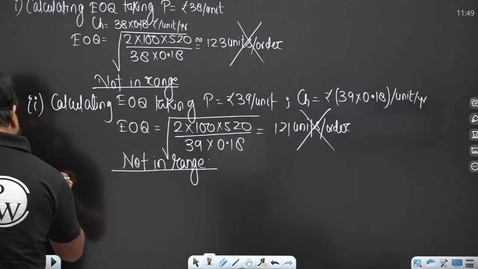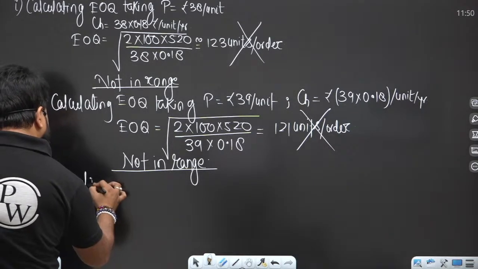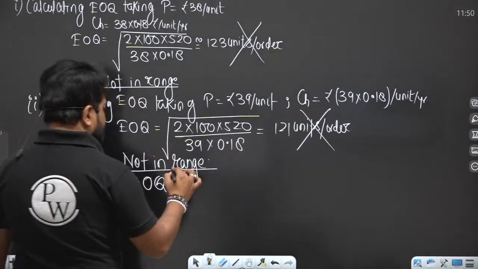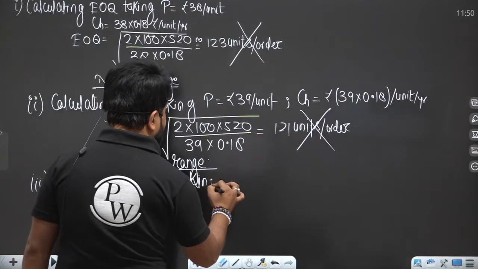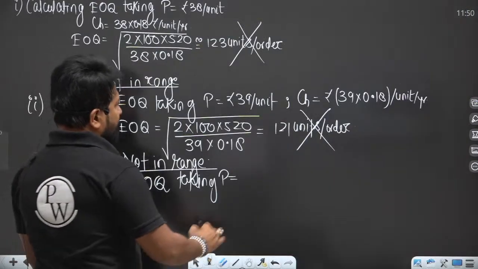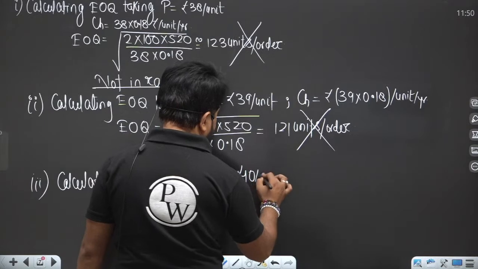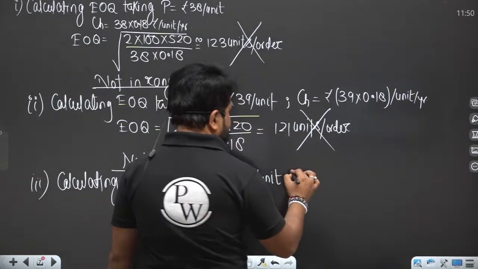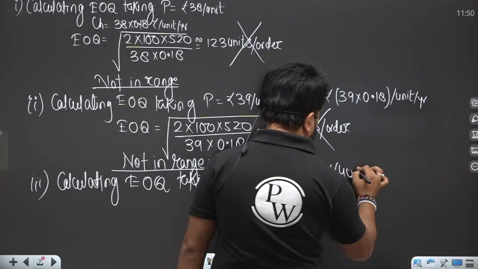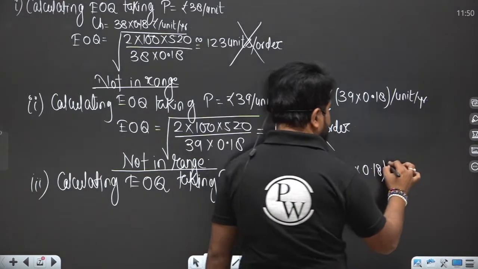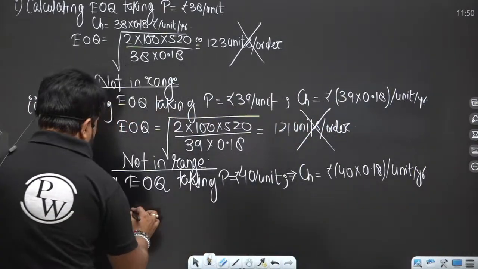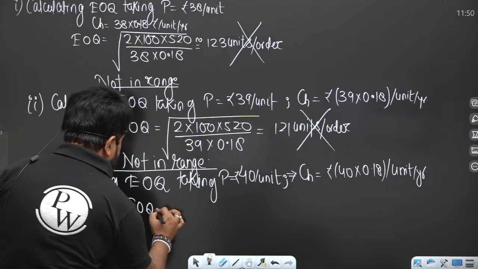Now the third one, calculating the economic order quantity taking a purchasing price of 40. Rupees 40 per unit. So according to this, your holding cost will be rupees 40 into 0.18 per unit per year. So what will be the economic order quantity according to this?